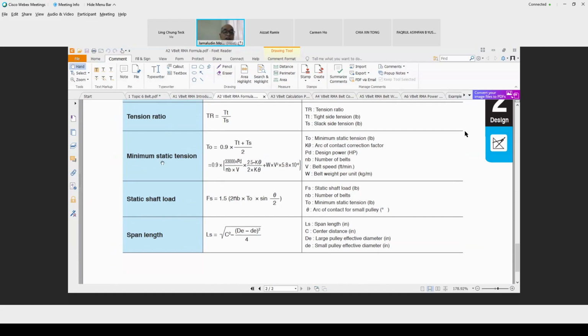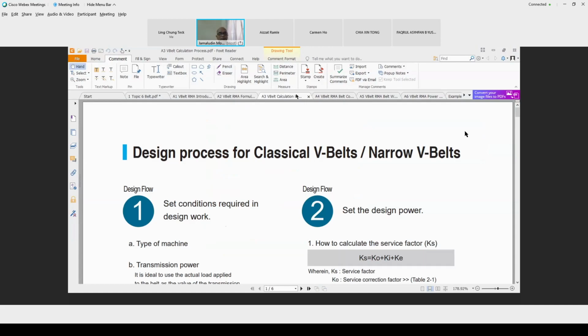For example, in the case of this example, in the theory there's no 0.9. The minimum static tension will be the tight tension over the slack divided by 2. But for this specific type, 0.9. That's why we need to refer to that. There's a basic formula here, however, there's certain parameters used for the specific case. In this case, you have to use the formula in this one. This is the most important part.